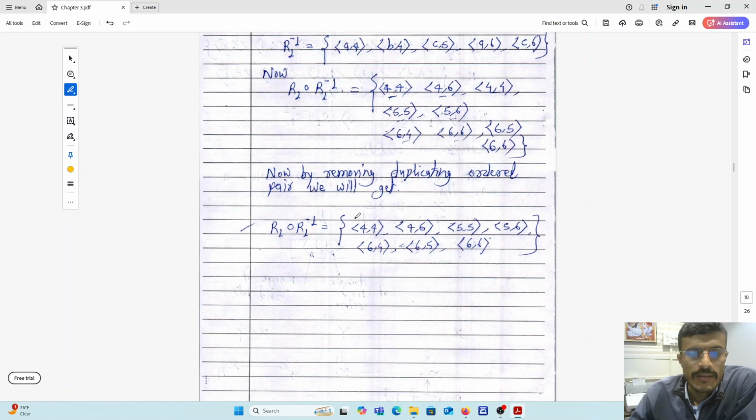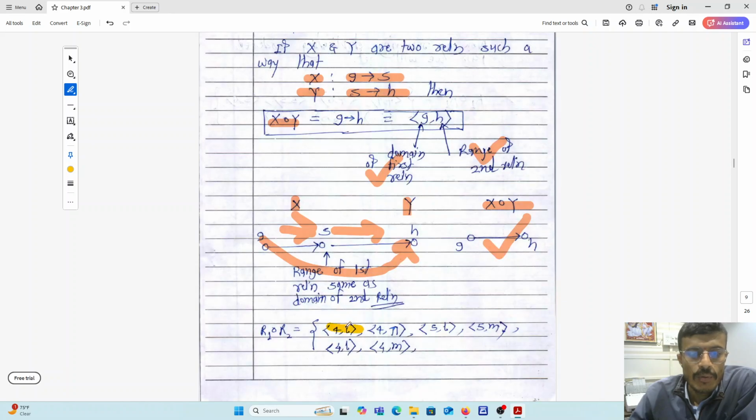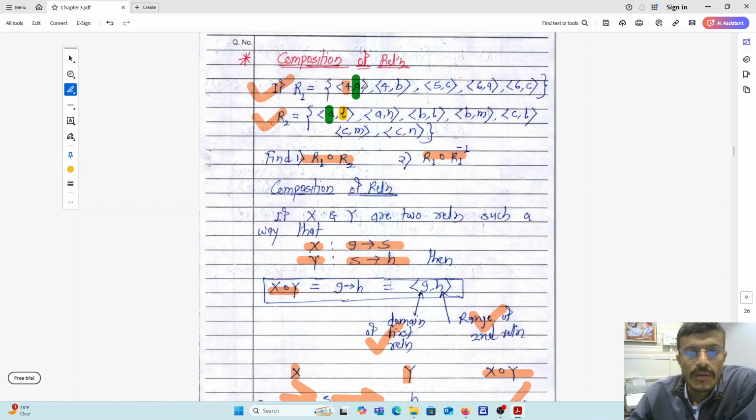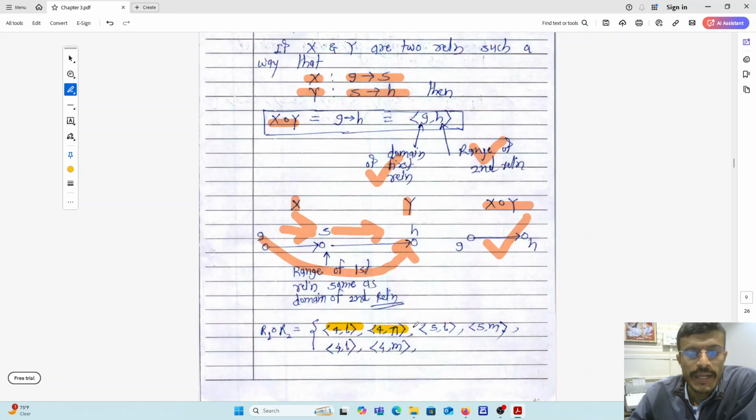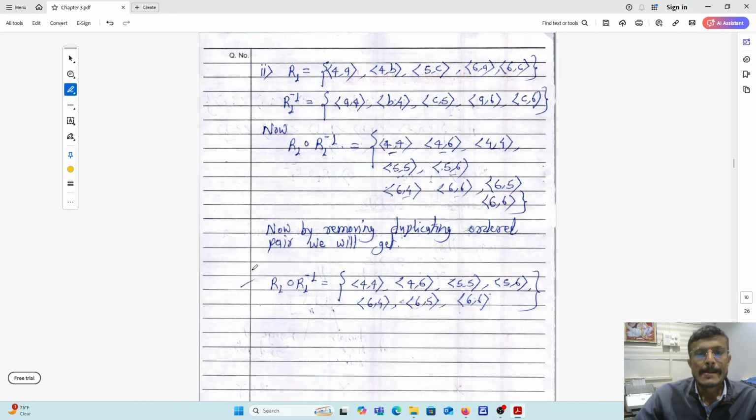So you can see here this is 4L. Then this 4A and AN will give you 4N. And likewise 5L, 5M, 4L and 4M. So this is nothing but the R1 composition R2. Then you have to find out R1 composition R1 inverse.